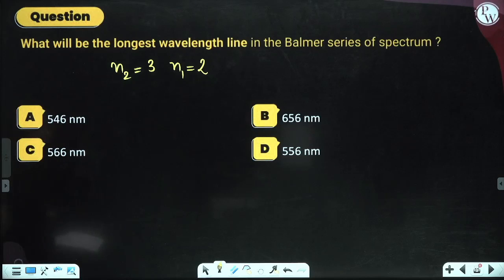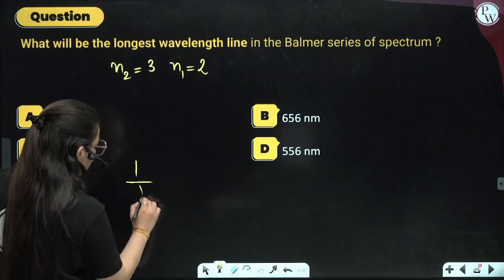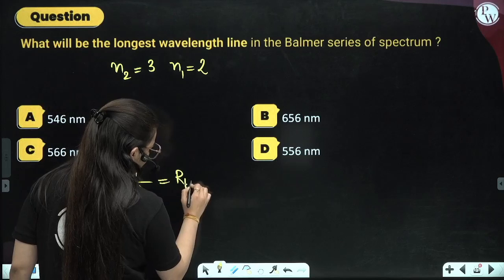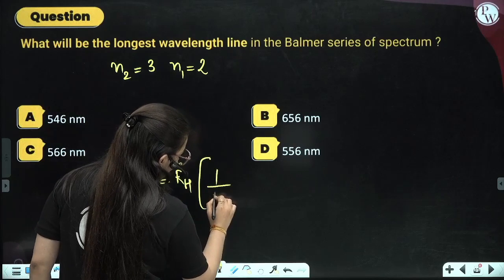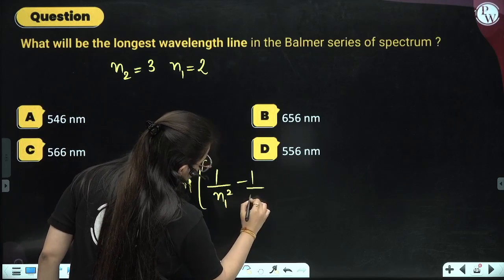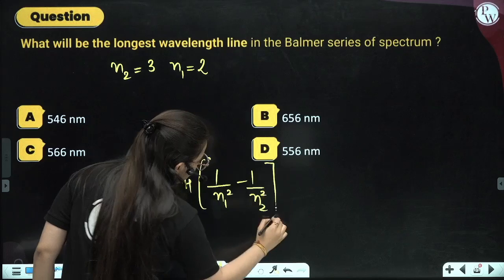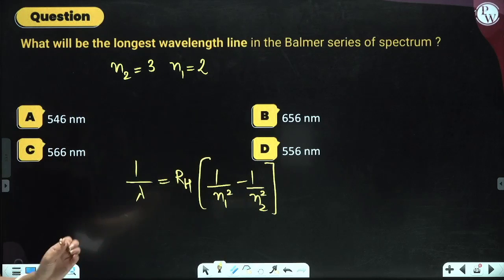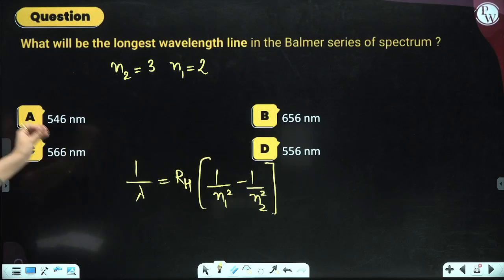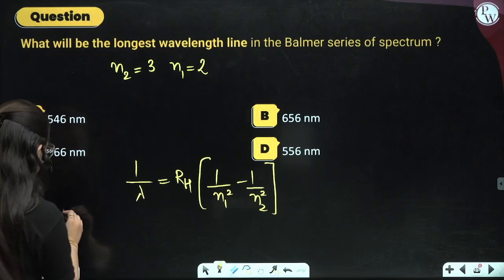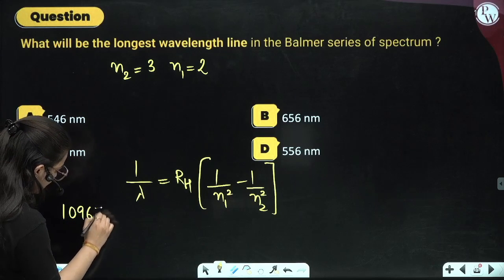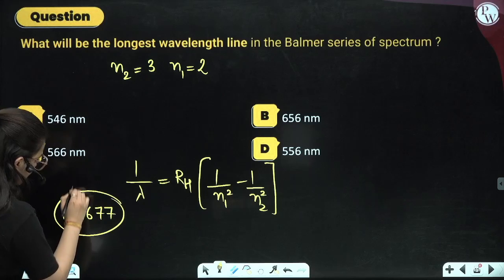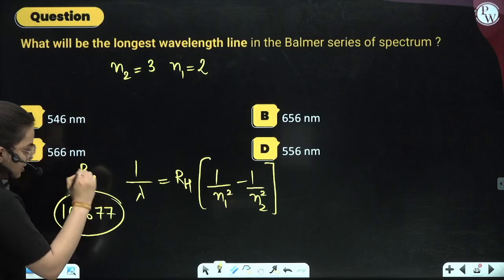Now what is the formula? 1 by lambda is equal to RH, Rydberg's constant, into 1 by N1 square minus 1 by N2 square. This is our formula that we are going to apply. I guess you all are aware of this particular formula. What is the value of Rydberg's constant? It is 109677. This is the value of Rydberg's constant, right?